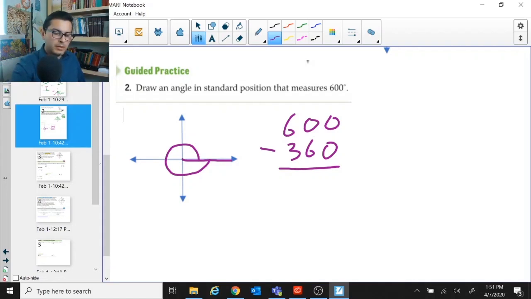Can you do a before and after picture? Right now? Yeah. Okay, have fun.